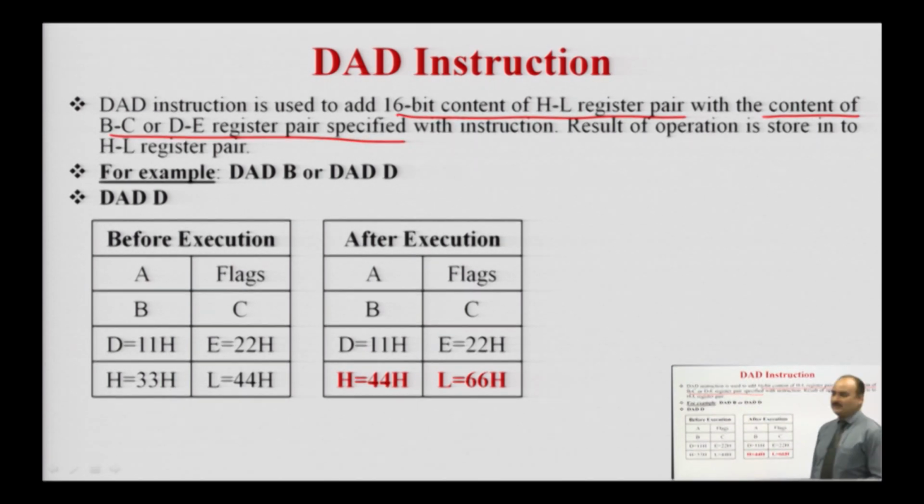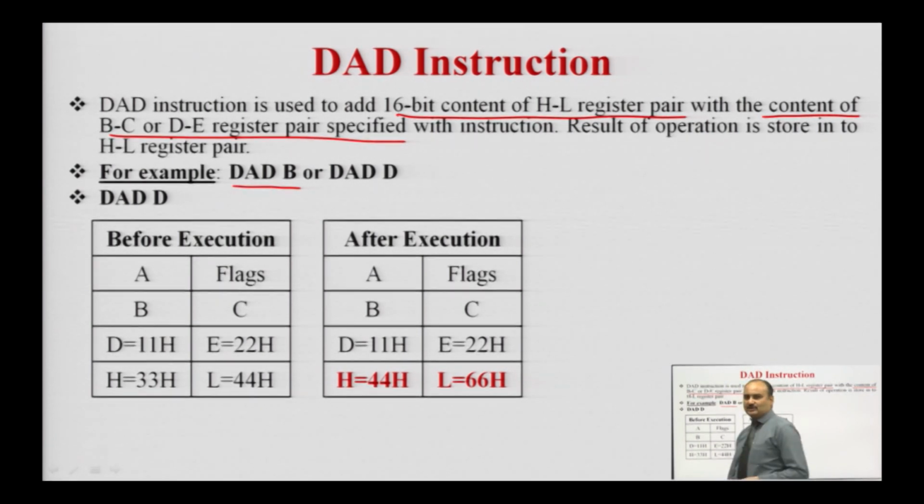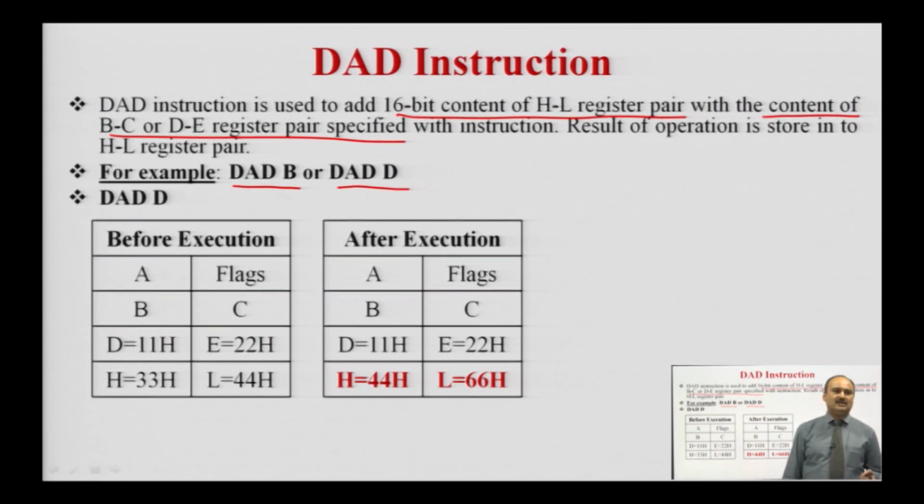The syntax of this instruction is that we can use DAD B. With this instruction the BC register pair is used. So, this instruction will add the content of the BC register pair with the HL register pair and store the result of the operation into the HL register pair. Another example is the DAD D instruction. This instruction will add the content of the DE register pair with the content of the HL register pair and store the result into the HL register pair.